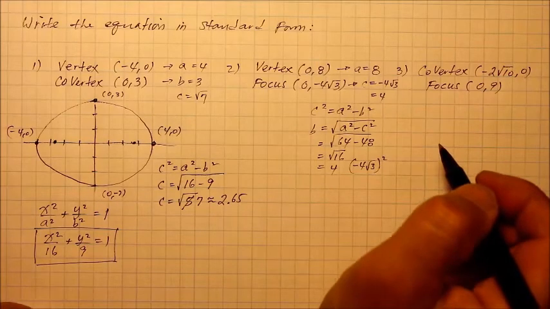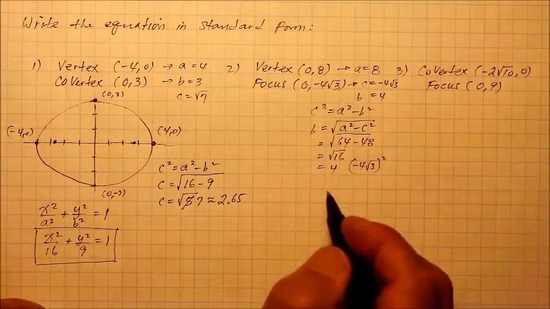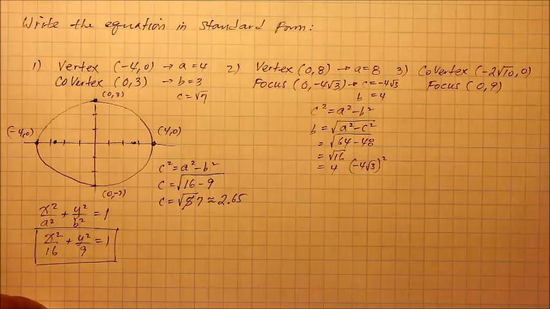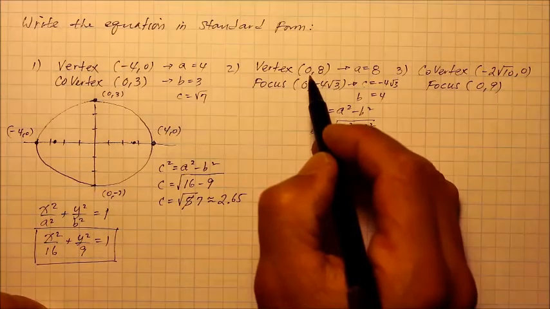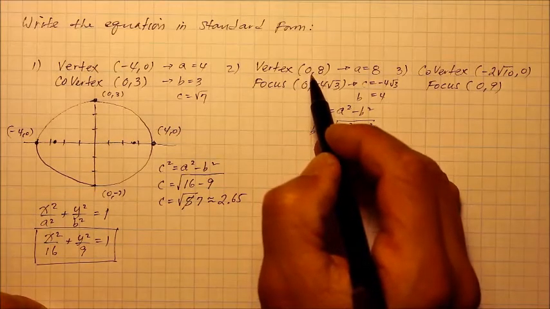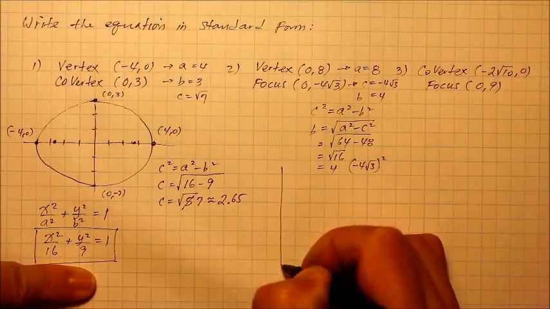Okay? Oh, I mean the b is 4. There we go. Almost going to the wrong place again. And now check this out. The vertex is given on the y-axis, so this is going to have a vertical major axis. So we better draw our ellipse to match something like that.